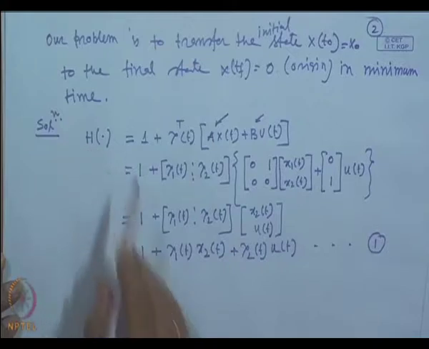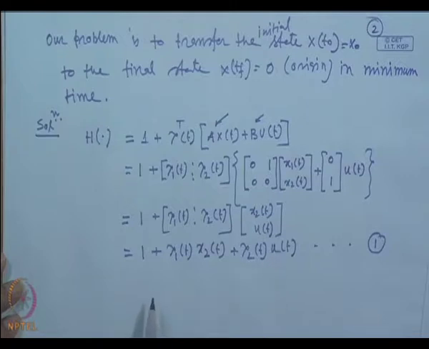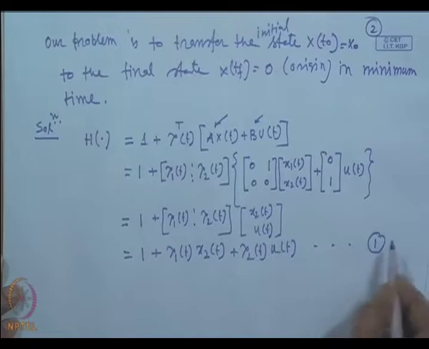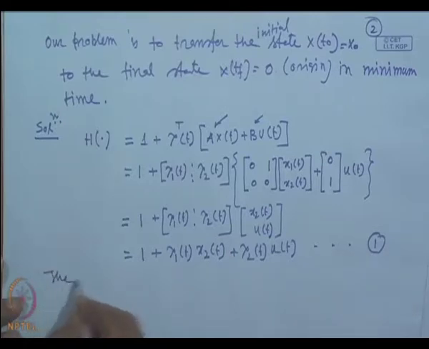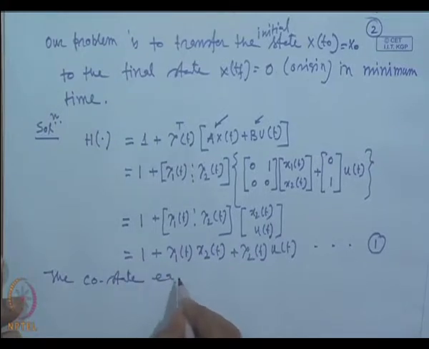Now, see the Hamiltonian is a linear function in u, and if you use the Pontryagin minimum principle, then this function will be minimum when this term is minimum. That is only possible by selecting the value of u of t with the knowledge of lambda of t. So, the co-state vector, the co-state equation.